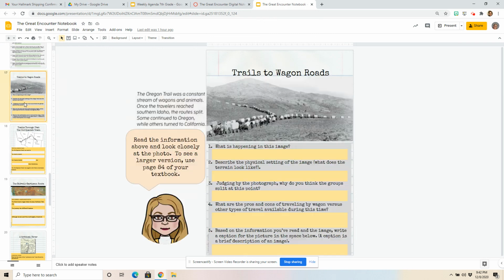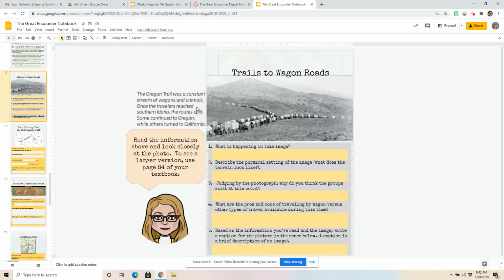You guys are going to start with slide 17 once you're done with your Mountain Man math. For slide 17, you need to make sure that you read this information here that's above my little speech bubble. So you're going to read this information, you're going to look at this picture. If you want to zoom in on the picture more than you can in your notebook, the same picture is on page 84 of your textbook. So you can go into modules and access page 84 and see a larger version of this picture.